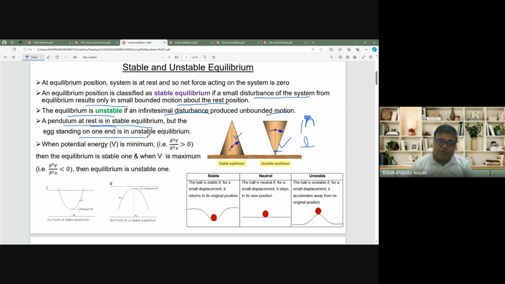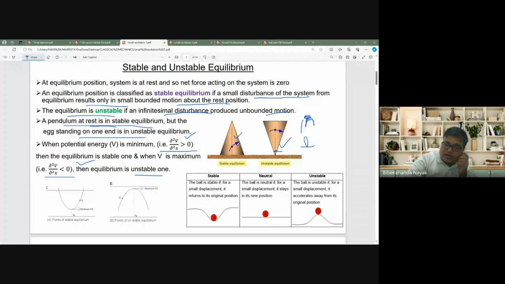So if V is minimum, we call it a stable equilibrium case, and if V is maximum, we call it an unstable equilibrium. To check whether a quantity is minimum or not, in mathematics we use the second derivative. If del square V by del x square is greater than 0, then V is minimum. If del square V by del x square is less than 0, V is maximum. V maximum means unstable, V minimum means stable equilibrium. Clear? There are two figures for maximum and minimum.